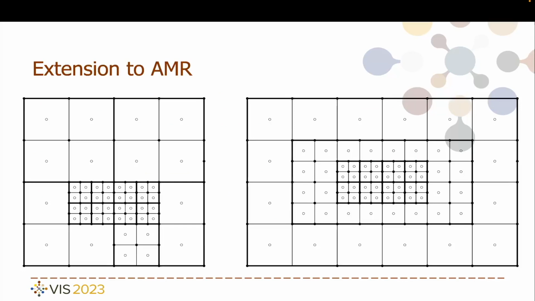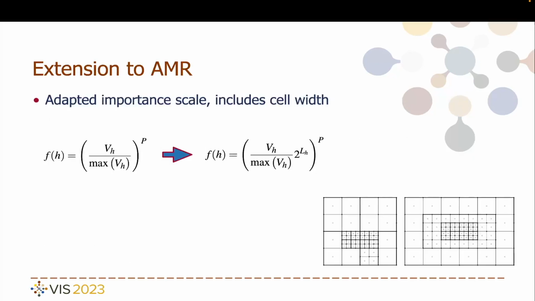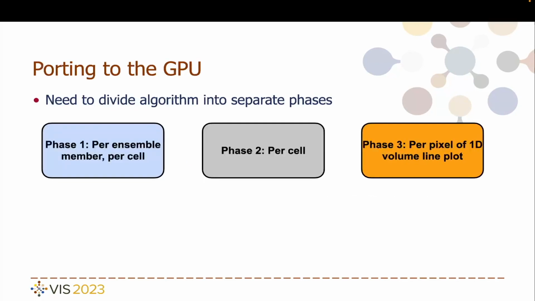So the first extension comprises AMR, and when we talk about AMR here, what I mean is Cartesian AMR. That is, each cell is still a voxel, but they differ in size. Typical examples are octrees, like here on the left-hand side, or block-structured AMR, like here on the right-hand side. And in order to support AMR data, we adapted the importance scale. Then, in order to support very large AMR data, we devised a GPU algorithm to efficiently recompute the volume lines.